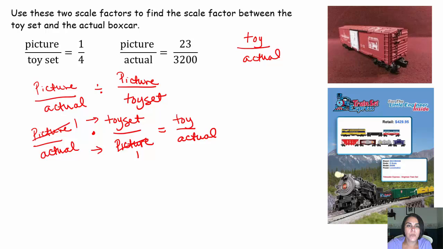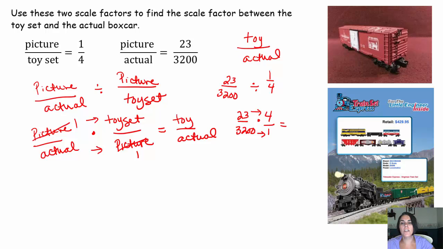So picture over actual is 23 over 3200 divided by picture over toy set. Picture over toy set is 1/4. So then I have to do 23 over 3200, change division to multiplication, go ahead, flip that right over, 4 over 1, straight across the top, straight across the bottom. 23 times 4. I believe 23 times 4 is 96. Let me just double check that. 23 times 4. It's not 96. It's 92. I'm sorry about that.